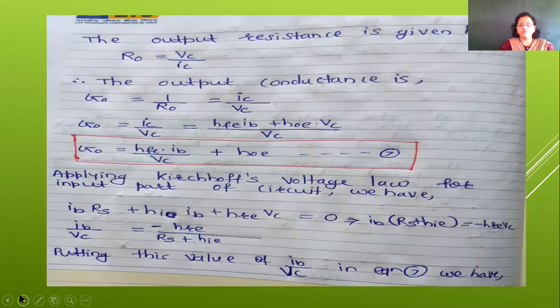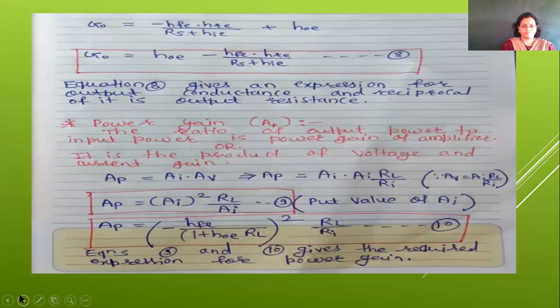Putting this value of IB in equation 7, we get GO is equal to HOE minus HFE into HRE upon RS plus HIE. Call it as equation number 8. Equation 8 gives an expression for output conductance, and the reciprocal of it is the output resistance. If we take the reciprocal, we get the value of the output resistance.